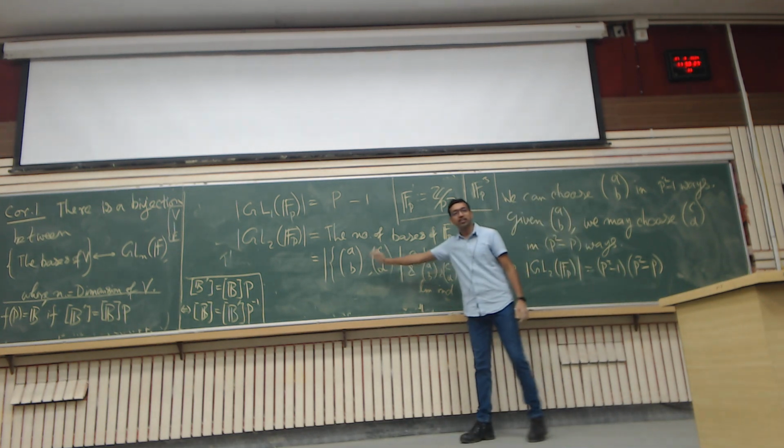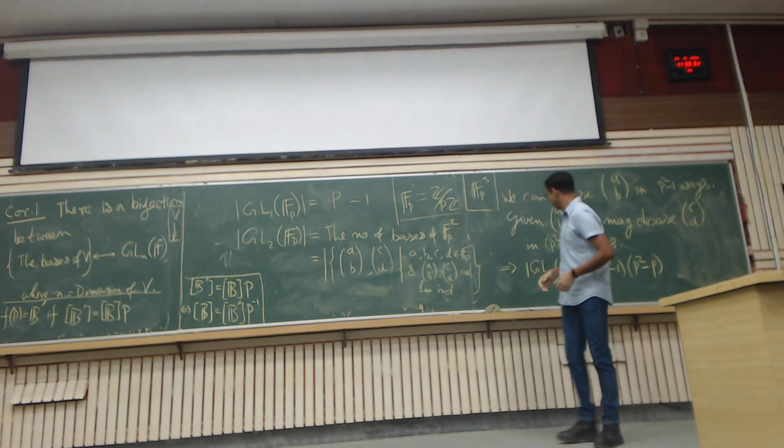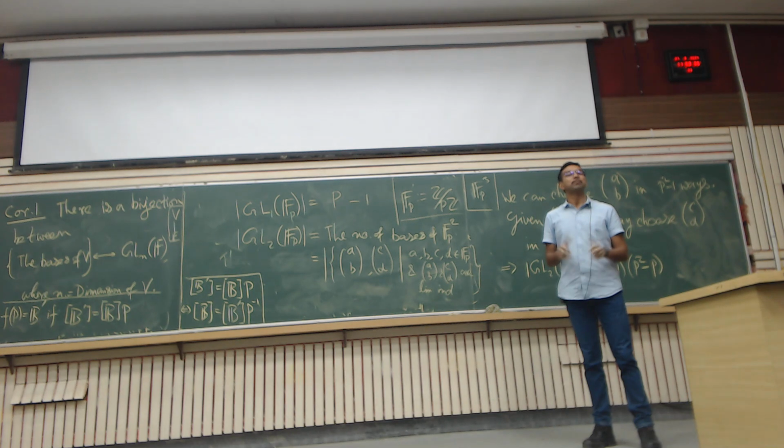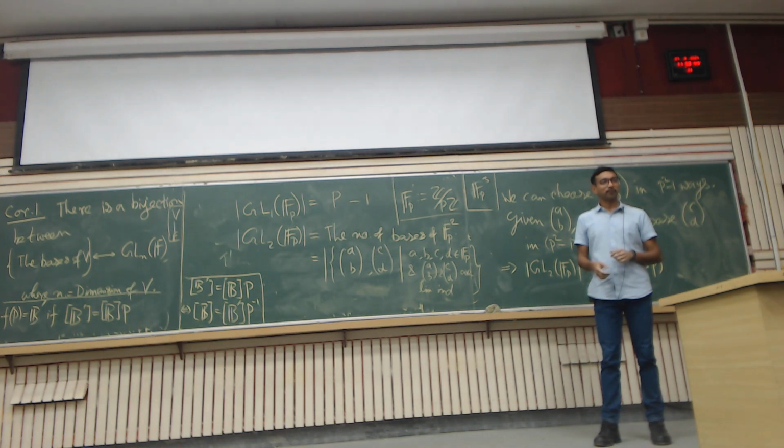For the first choice, how many are there? P cube minus 1. Yeah, right. The second one? P cube minus P. For the third one? This is very good. P cube minus again? We have to subtract scalar multiples of the first, scalar multiples of the second, and scalar multiples of the combination of the first one and second.